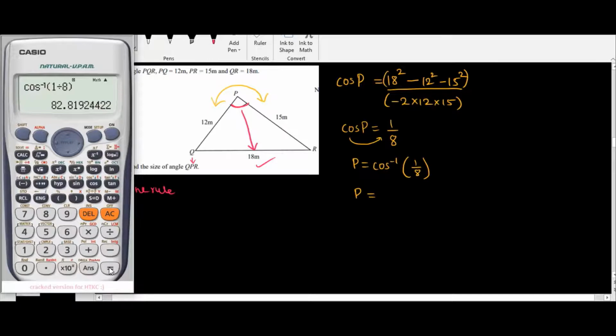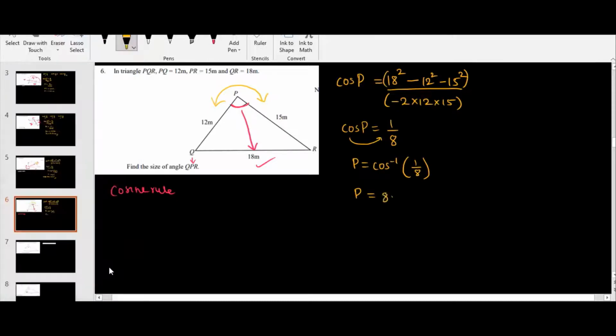But as you know already, whenever we write the final answer for an angle, we have to round off up to 1 decimal place. So rounded off up to 1 decimal place it will be 82.8 degrees. But finally we will write it as angle QPR equals 82.8 degrees.